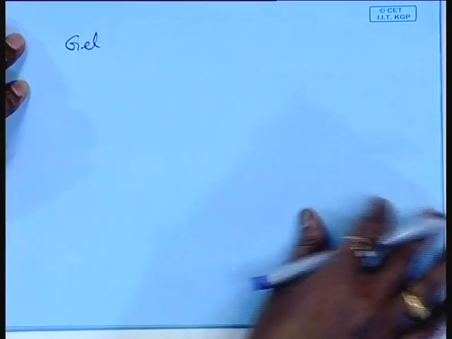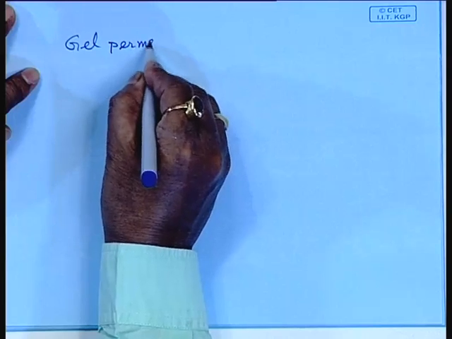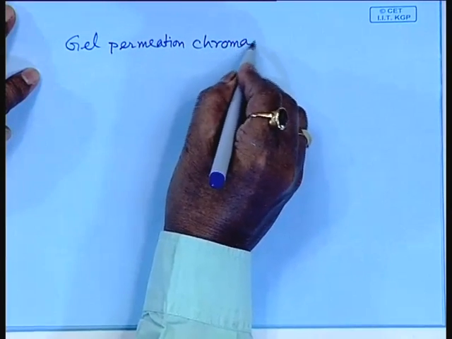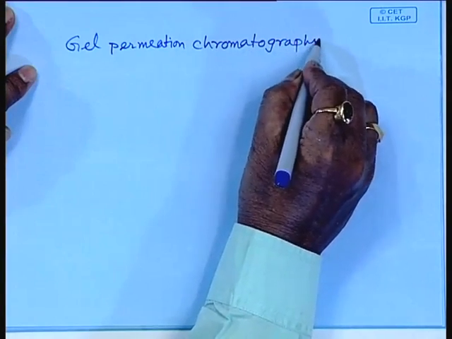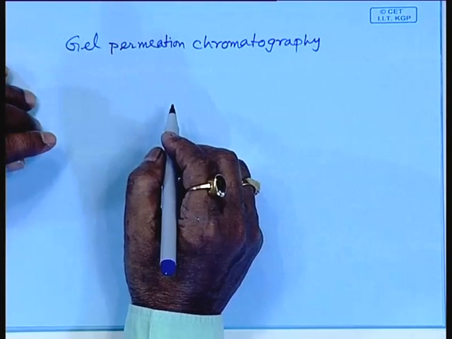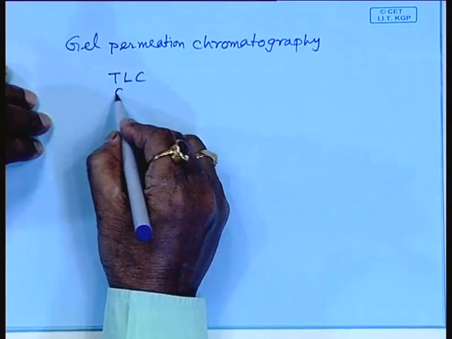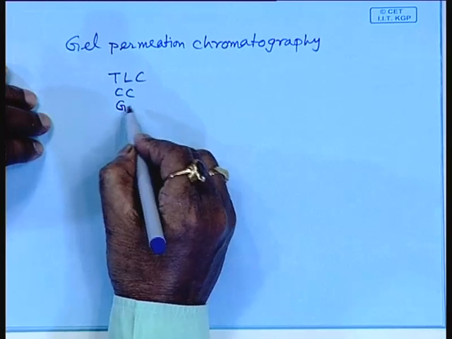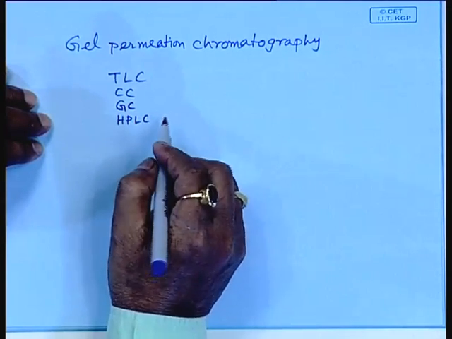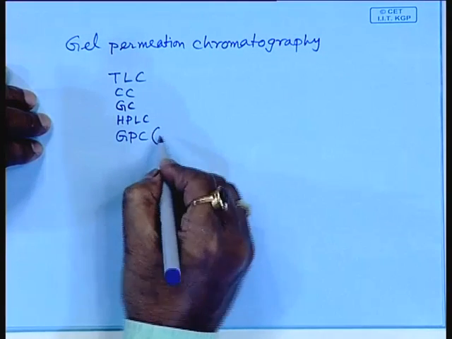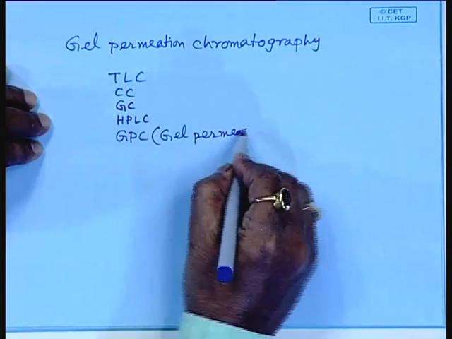What is chromatography? Now, there is a technique known as gel permeation chromatography. You know what is chromatography? Chromatography is a separation technique from a mixture. If there is more than one component in a mixture, those components can be separated by chromatography. There are various techniques in chromatography: thin layer chromatography, TLC, column chromatography, gas chromatography, high pressure liquid chromatography, and GPC. GPC is gel permeation chromatography.